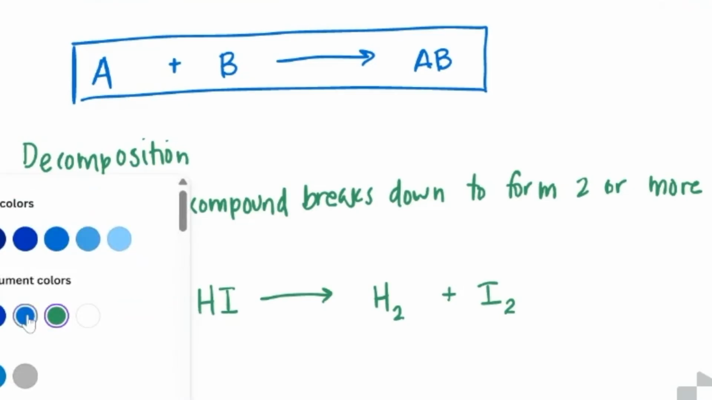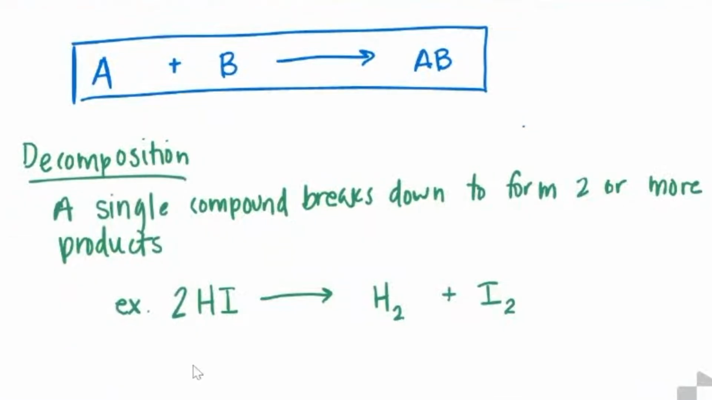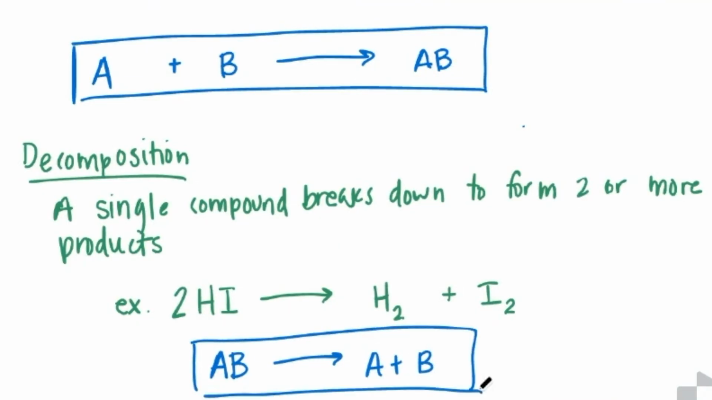If I wanted to write a generic pattern for a decomposition reaction, the way I'm going to recognize it is that it always starts with a single compound. So there's only 1 thing on the reactant side, and that 1 thing is going to break down to form 2 or more products. So if you notice, it's pretty much the opposite of the synthesis reaction that we saw above. Next, we're going to move to a single replacement reaction.